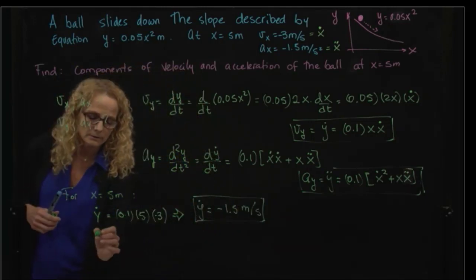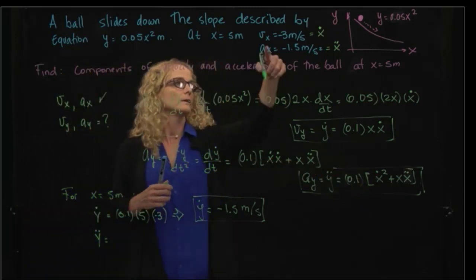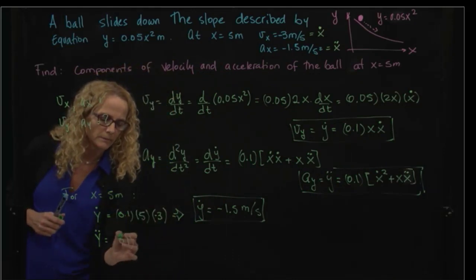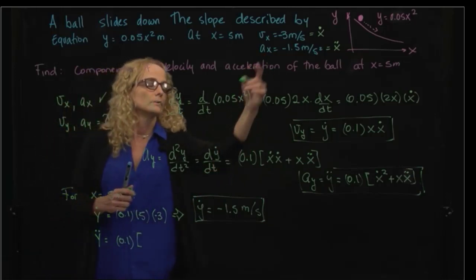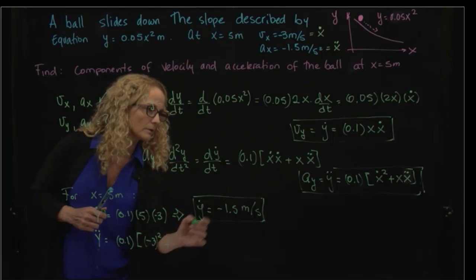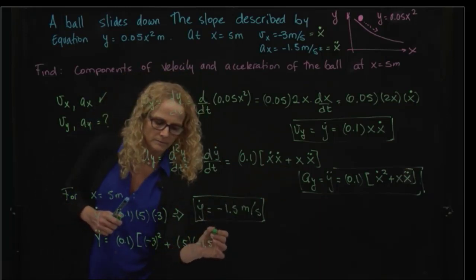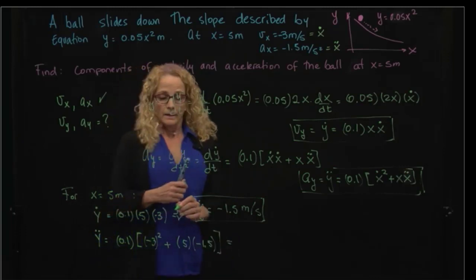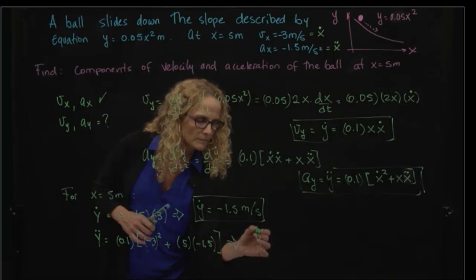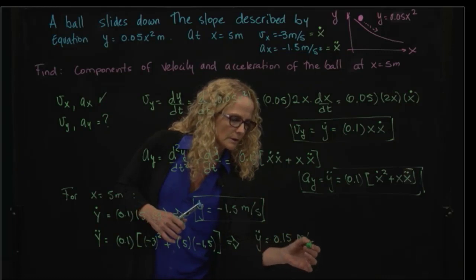The acceleration will be that expression evaluated with the data that was given. So that will be 0.1 times -3 squared plus 5 times -1.5. And that gives us the result for the acceleration, which is equal to 0.15 meters per second squared.